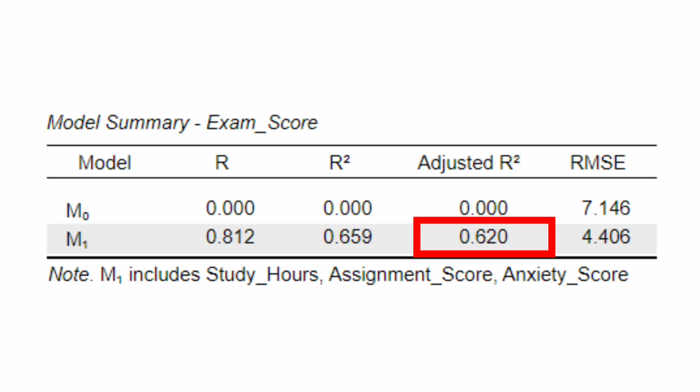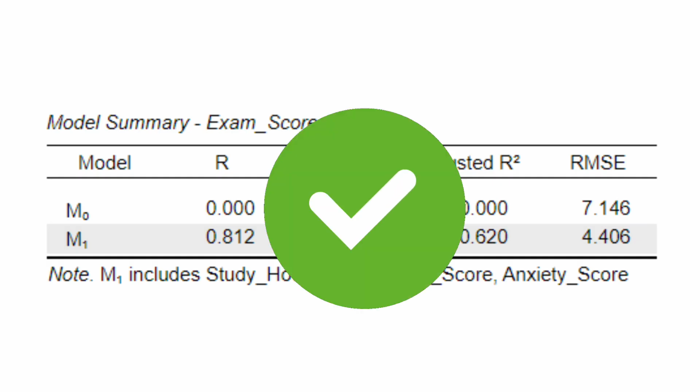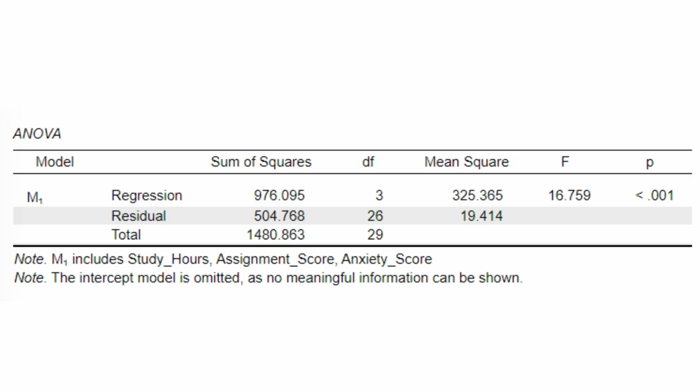The adjusted R-square accounts for the number of predictors. Since the difference between R-square and the adjusted R-square is small, this tells us the model is stable and not overfitted. Next, the ANOVA table tests whether the model as a whole is statistically significant. The p-value is less than 0.001. This means that, overall, our model significantly predicts exam scores. In other words, at least one of the predictors meaningfully contributes to the prediction.